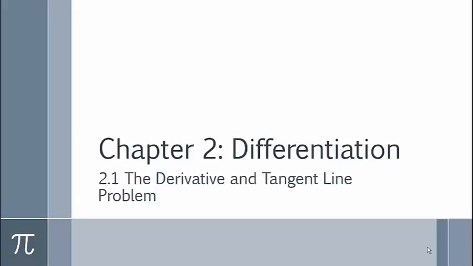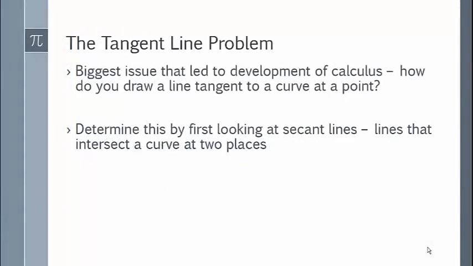So section 2.1, the first section of chapter 2 in your book, is called the derivative and tangent line problem. And I really want to focus on this idea of the tangent line problem today to motivate you to understand where the derivative comes from and why it works. So the tangent line problem is really one of the biggest issues that led to the development of calculus. Remember, as I've said in class before, calculus was developed to answer questions that mere algebra couldn't answer. And one of those questions was, how do you draw a line that's tangent to a curve at a point?